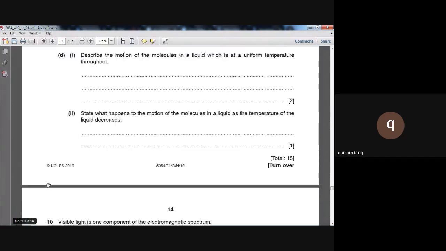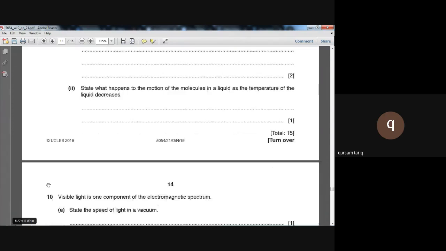Okay. Last part. State what happens to the motion of the molecules in a liquid as the temperature of the liquid decreases. Kinetic energy will start decreases. Temperature decreases, so their speed will slow down, their kinetic energy will slow down, and the distance between the molecules will also decrease.